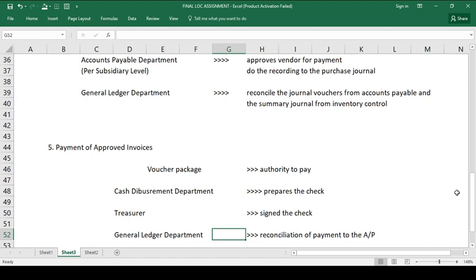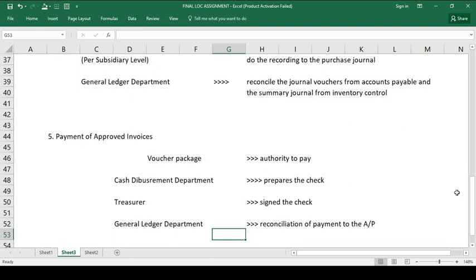Once the treasurer signed the check, it means that anytime it is subject for release to the supplier. General Ledger Department, how in this step, meron pa rin, no, responsibility si General Ledger Department. Why? Because the General Ledger Department will reconcile payment to the accounts payable. Kasi once checks are being released, matatakan na po yung voucher.